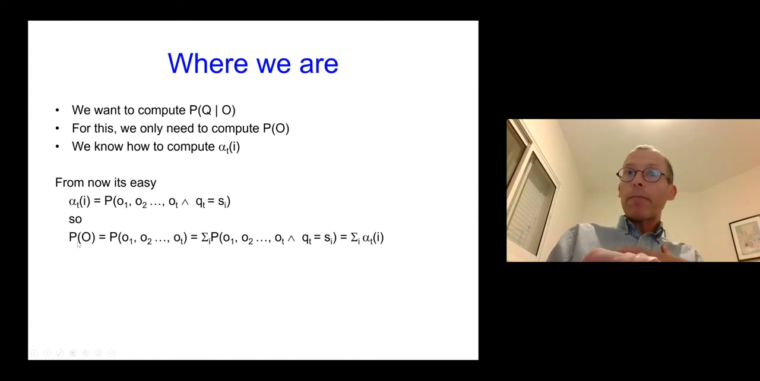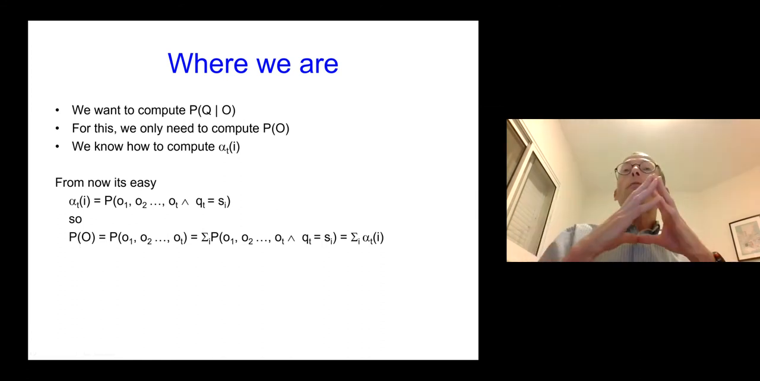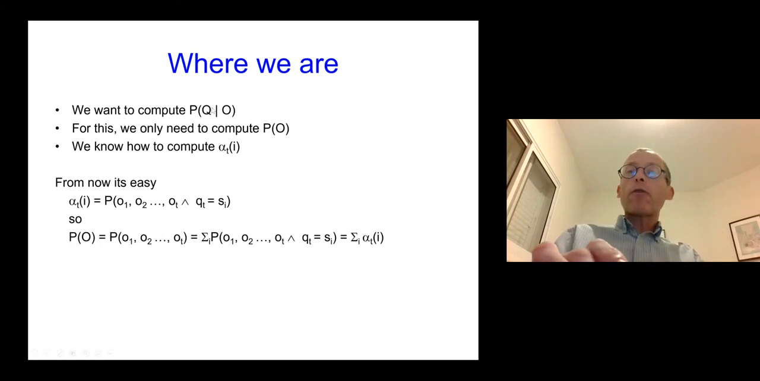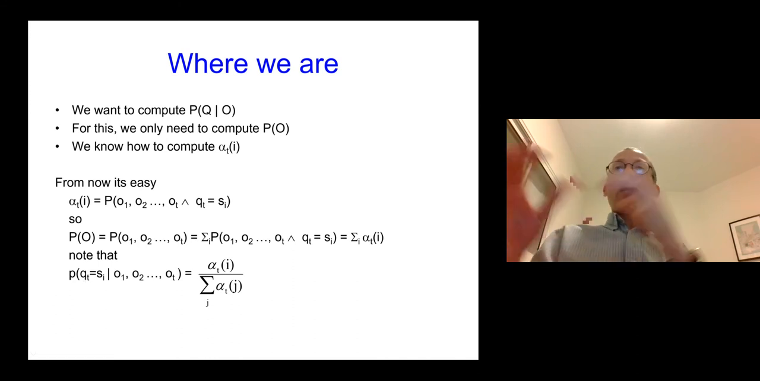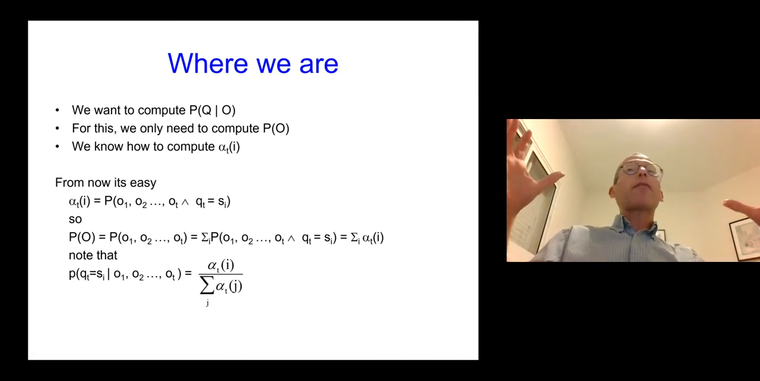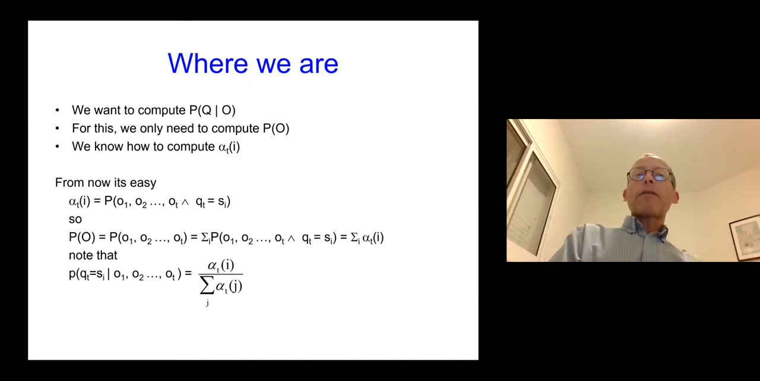So if I sum over I alpha T of I, I get P of O, which is what we wanted. Okay, so now remember we wanted to compute P of Q given O. We said that we can compute the numerator very easily. The denominator is a bit harder, but it can be computed. This is P of O. Now we can go back to our original question, which was how do we compute the probability of being in state I at time T? What's the probability that we are at state A at time 7 after we saw the first 7 observations?